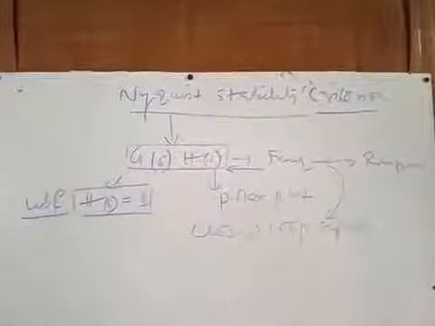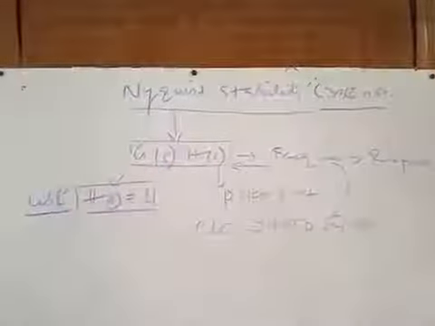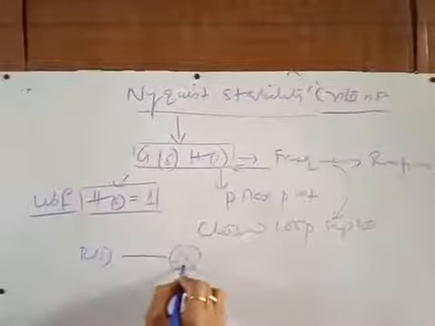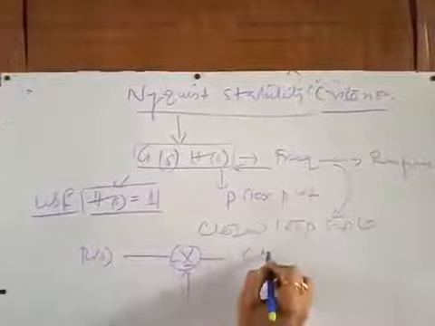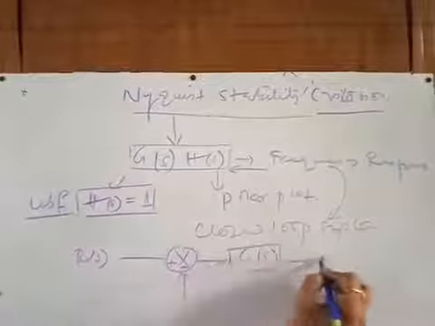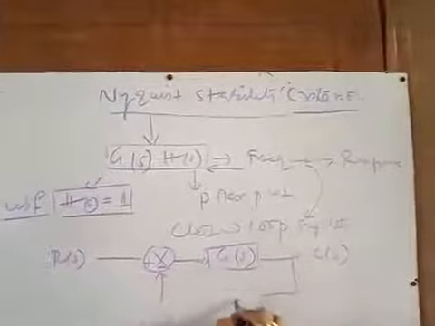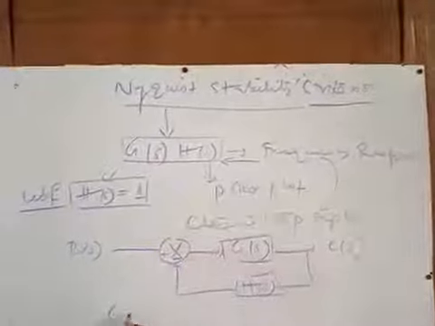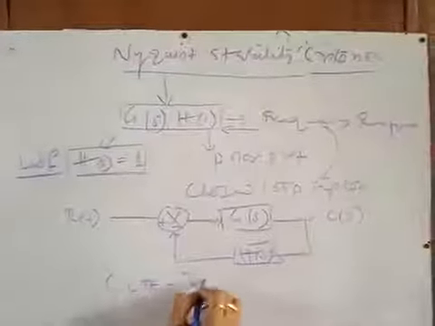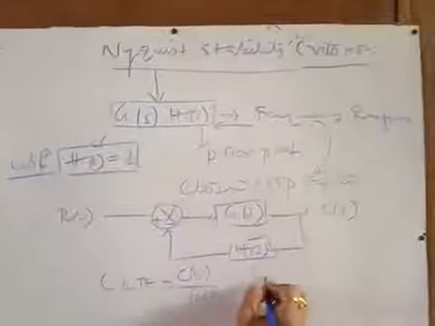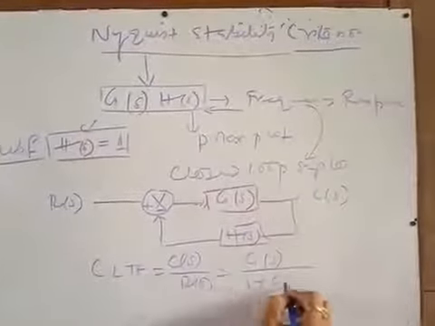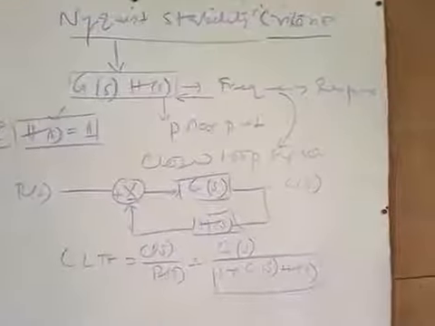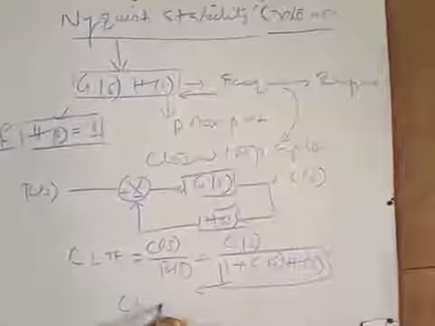So what is the closed loop system corresponding to the G(s)H(s) open loop system? Say this is your fundamental block diagram of any control system. This is your G(s), this is your output R(s), and here you will get the feedback part H(s). So the closed loop transfer function, CLTF, is equal to C(s) by R(s) equal to G(s) by 1 plus G(s) into H(s). Now this is the most important term, known as the characteristic equation.